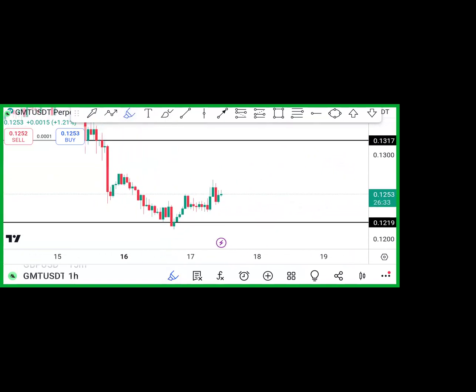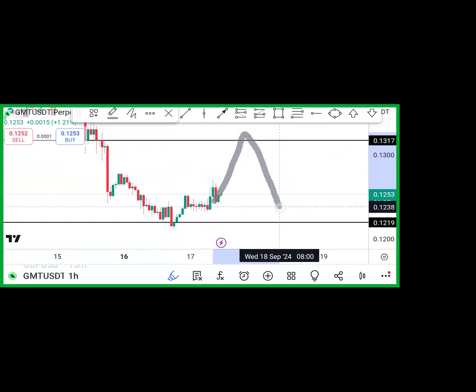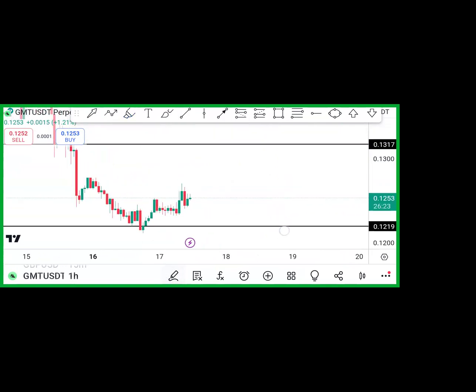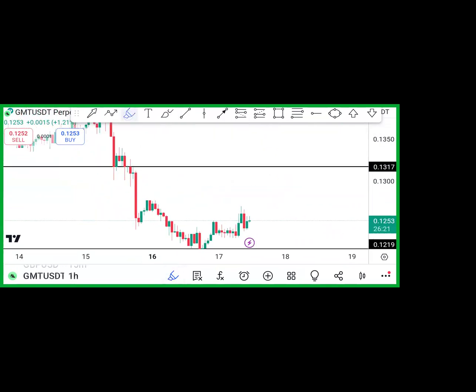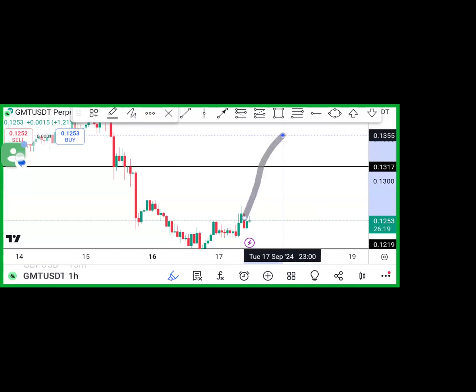What is the price going to do? The price is literally going to pull up to this level, go above it a little to grab liquidity and continue going down, right? Or the price is just going to go up, right?